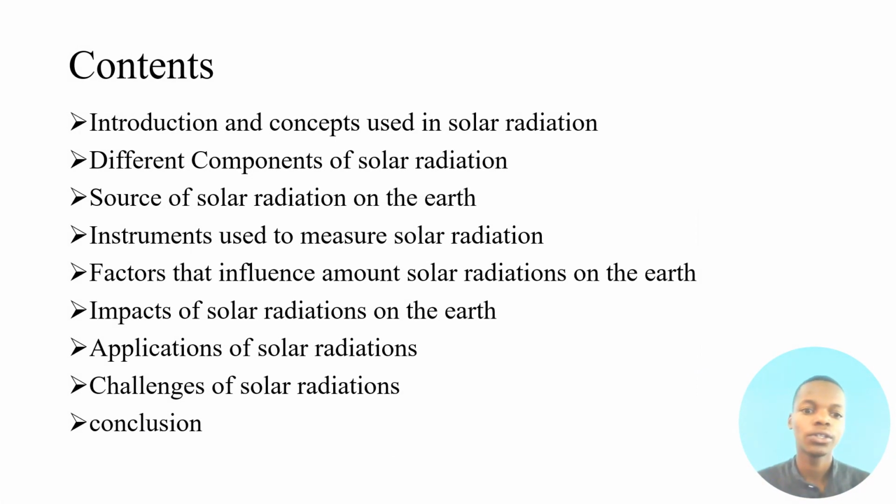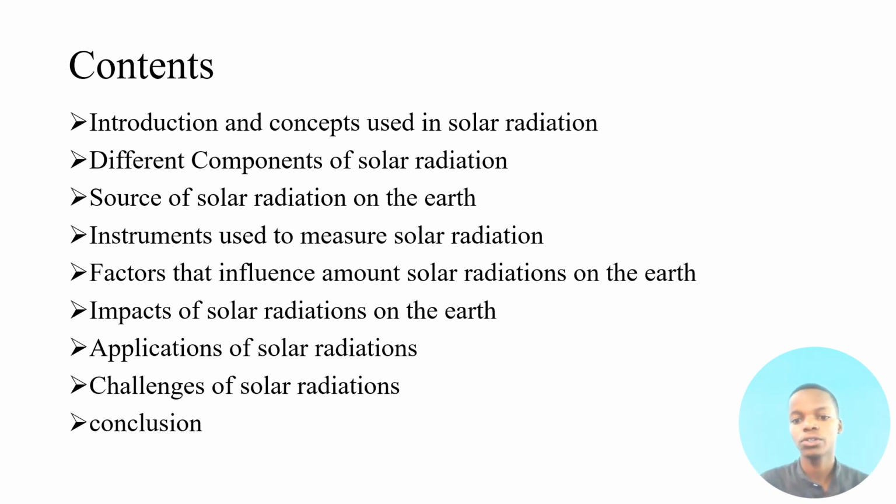Content, these are the contents that we are going to follow in this presentation. First, we are going to make an introduction and cover the concepts used in solar radiation. Then the different components of solar radiation will follow. Next, we are going to discuss the source of solar radiation on the Earth. Here we will see where solar radiation comes from. Then after, we will see the instruments used to measure solar radiation.